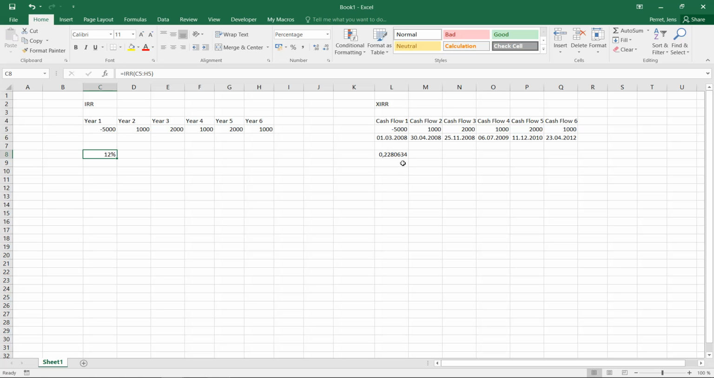Well, that's basically it on the internal rate of return calculation in Excel in the two different versions. One version where we assume the cash flows always happen at the same date, whereas with the extended version, we set specific dates for when each of the cash flows happens.